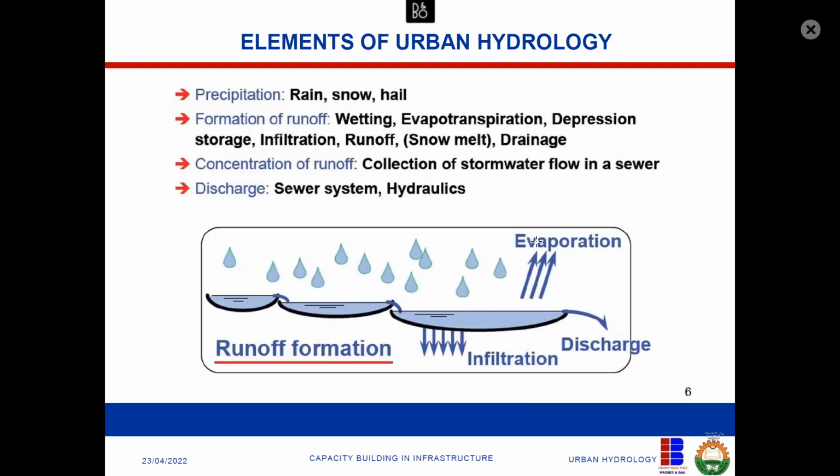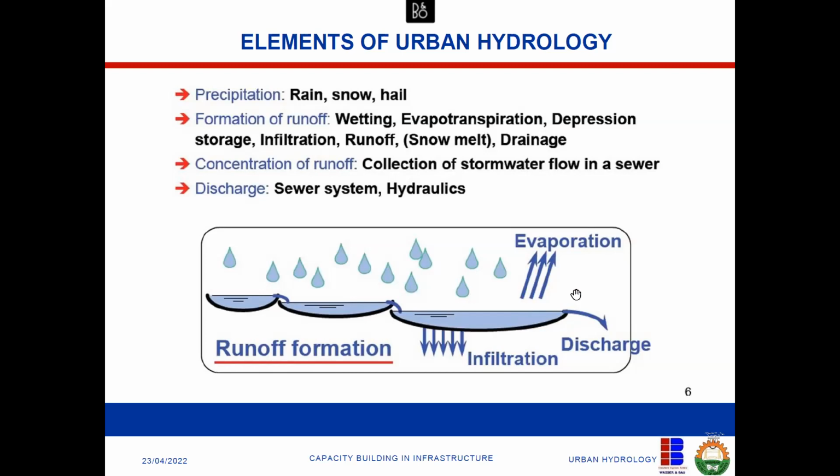So this is the urban drainage system, generally, talking about runoff, right? You have precipitation, you have snow, you have hail. Then when they fall to the ground, they start formation of runoff. And the formation of runoff takes place after there's wetting, evapotranspiration, depression storage, infiltration, runoff, and then drainage. Then after that, you now have the one that's left, and that becomes your stormwater.